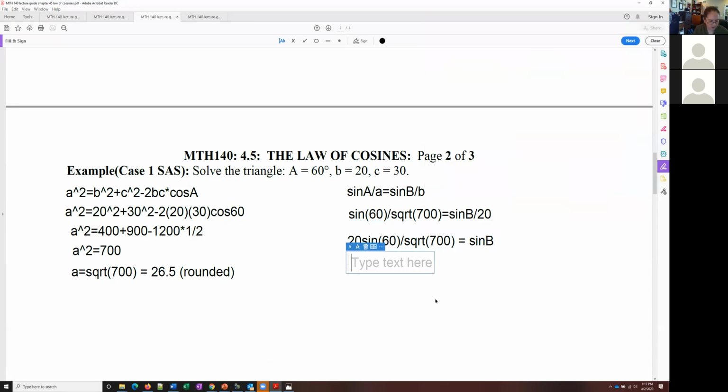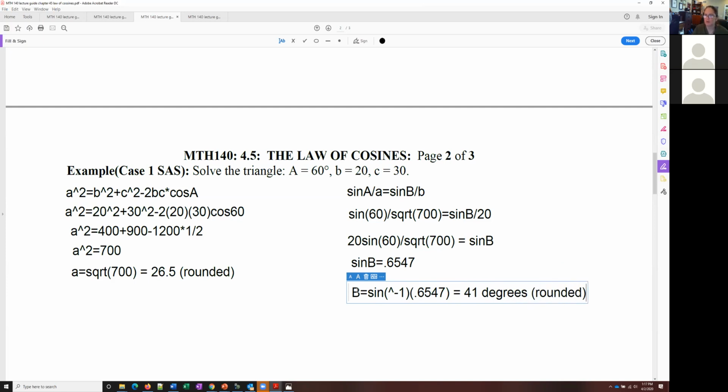Okay, so we found that sine of angle B was about 0.6547. And then to get B, we did inverse sine of that 0.6547, and that came out to be about 41 degrees. And that was rounded.